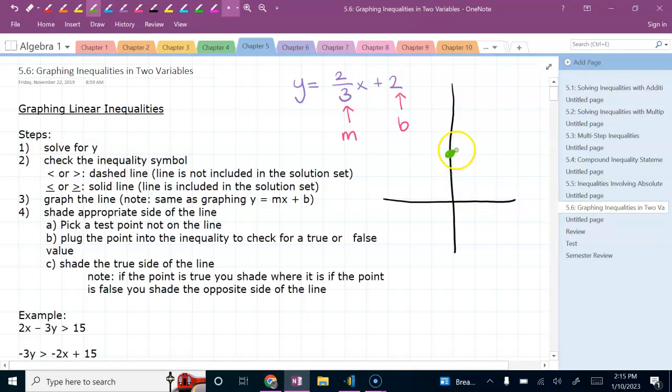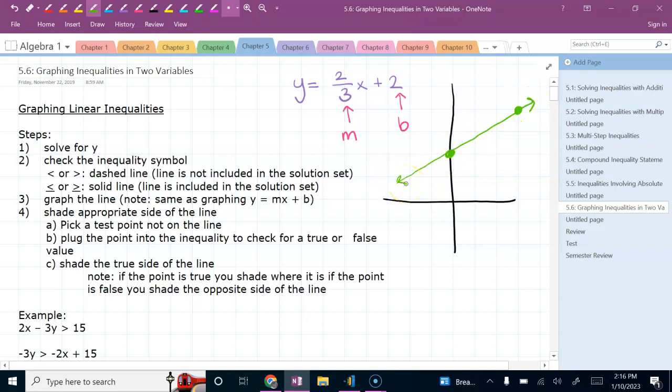So you'd go up 2 and draw a point. Then your slope would be that 2/3, which is the rise over the run. That tells you how much up and down and how much left and right you go. Since they're both positive, we would go up 2 and right 3 to get another point. And then we would connect and get our line in there.